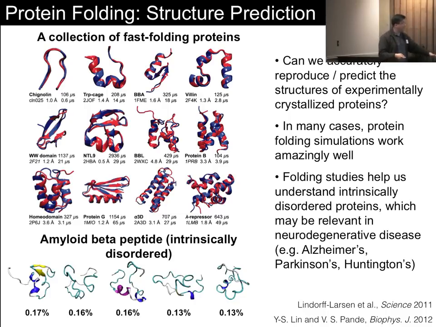In many of these cases, the structures are already known at the start of the study, but if you run the simulation and it goes to something that overlaps very well with the experimental structure, then you're happy. This is a D. E. Shaw-like Science paper that I think a lot of people paid attention to. But these folding studies also help us understand proteins that don't have any structure at all, like amyloid beta, which is really important for Alzheimer's disease.